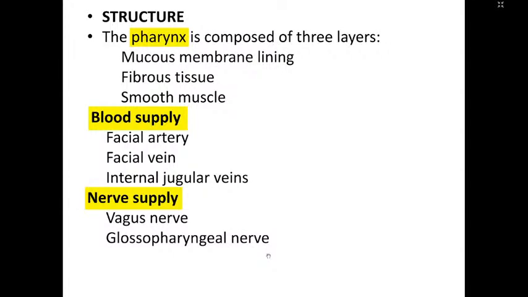The pharynx is composed of 3 layers: mucous membrane layer, fibrous tissue layer and smooth muscles. The blood supply is through the facial artery, facial vein and the internal jugular vein. So if there is a problem in any of these vessels, the pharynx can get affected. Likewise the nerve supply is through the vagus nerve and the glossopharyngeal nerve.